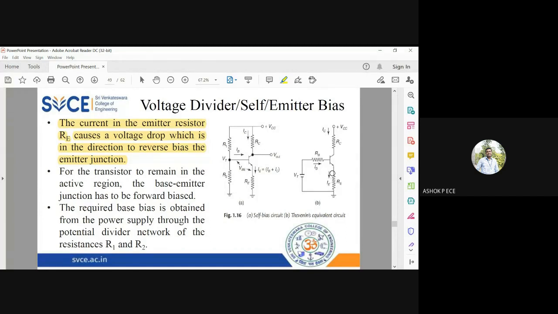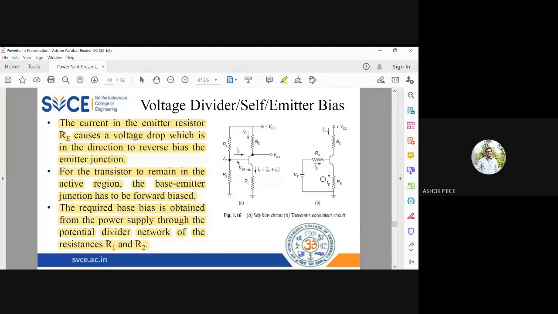But we always need the emitter base junction to be forward biased, right? So for that you need a constant biasing in the base emitter junction. For that constant biasing only we are adding the resistances R1 and R2. For the transistor to remain in the active region, the base emitter junction has to be forward biased. So the required biasing is applied because of this potential divider VCC, R1 and R2.